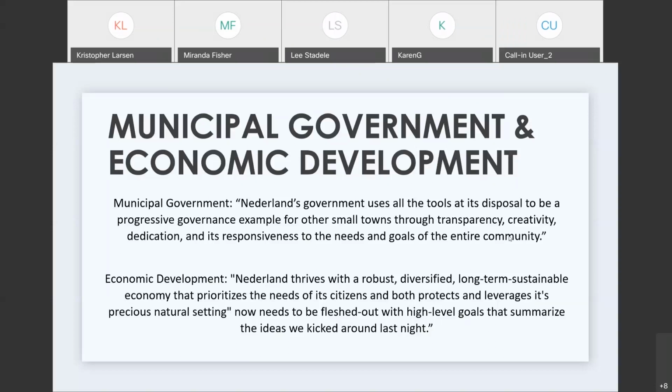Deal? Karen, do you have that, or are you going to send it back to me? I just want to make sure I have it. So we're still saying Netherlands government uses all the tools at its disposal to be progressive and exemplary, through transparency, and then just finish it: through transparency, and its responsiveness to our needs and goals. Is that what you said, Chris? Or our responsiveness. Good point. Okay.